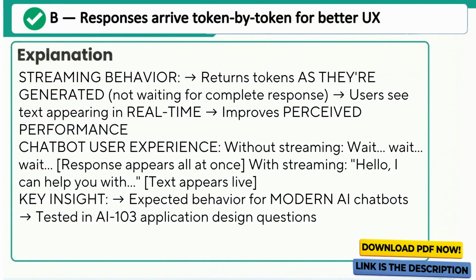Explanation: streaming returns tokens as they're generated, not waiting for the complete response. Users see text appearing in real time. This improves perceived performance and chatbot user experience. Without streaming, you wait and the response appears all at once. With streaming, "Hello, I can help you with..." text appears live. Key insight: this is expected behavior for modern AI chatbots. It's tested in AI-103 application design questions.